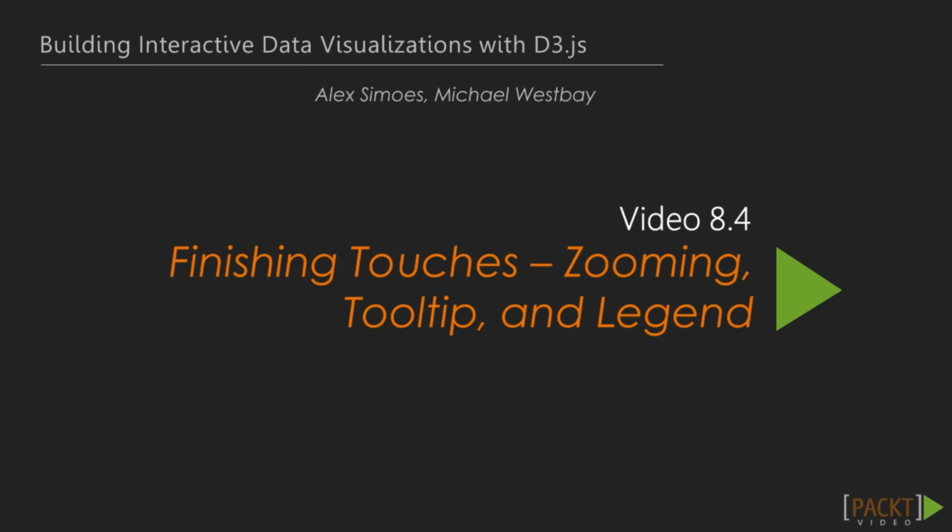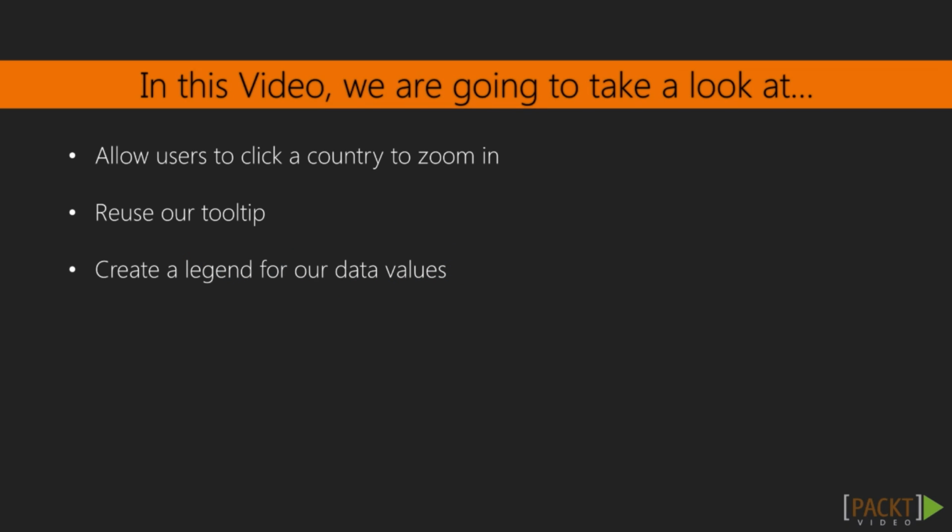For this final video in Section 8, we're going to add some finishing touches that will make our geomap really shine. Zooming and tooltips are things we take for granted when using sophisticated mapping software like Google Maps. But these require an extra level of complexity that we'll add in this video.